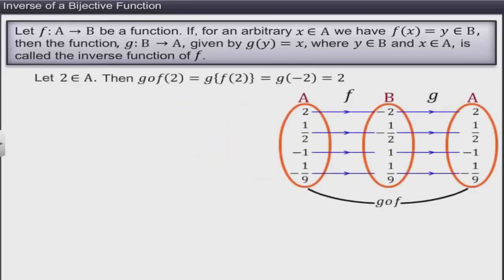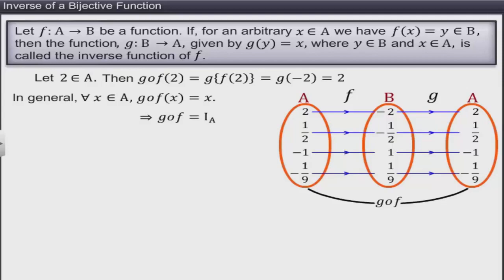Let 2 be an arbitrary element in set A. Then g circle f of 2 is equal to 2. In general, g circle f of x is equal to x for all x belonging to set A. This implies g circle f is an identity mapping on A.